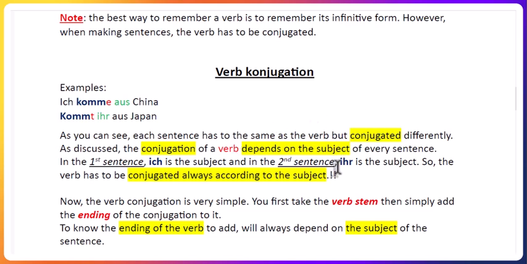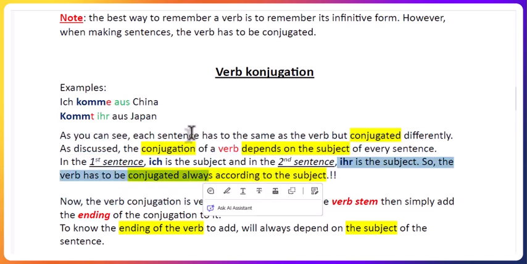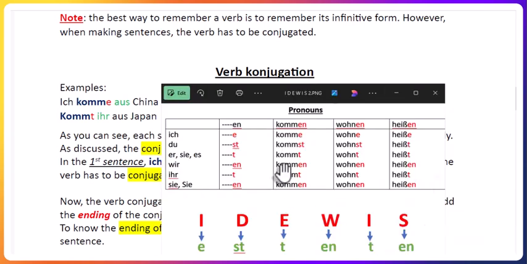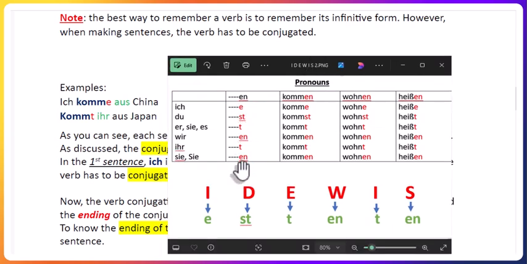The verb conjugation is very simple. You first take the verb stem, which is in the blue. Then you simply add the ending of the conjugation, which is e, st, t, en, t, en. These are the endings in the shortcut. So we have to know this.